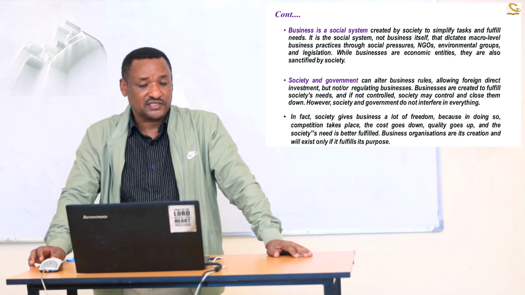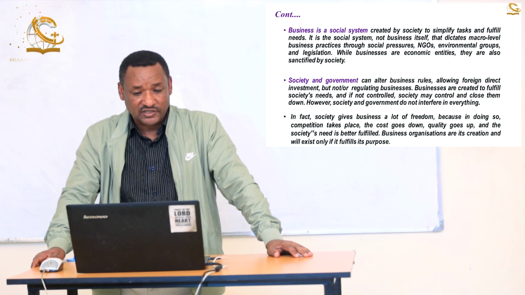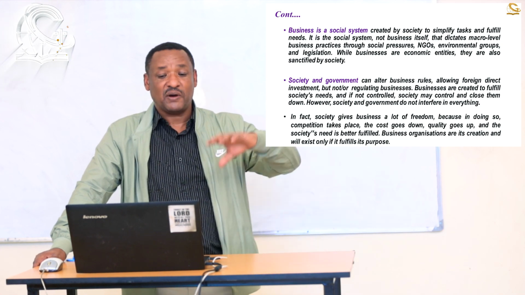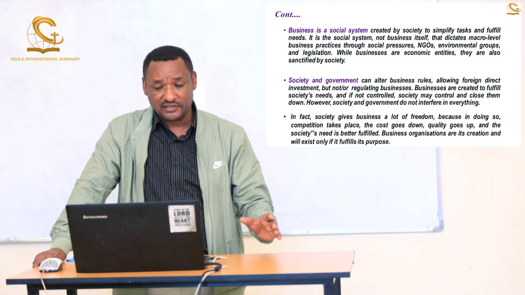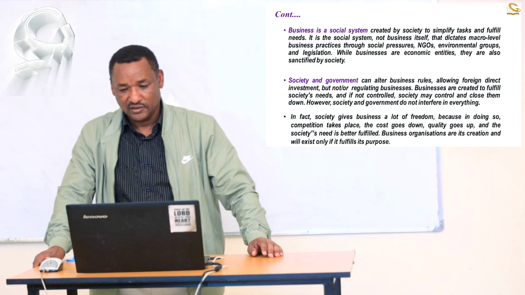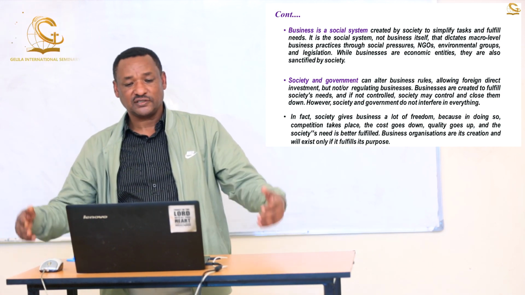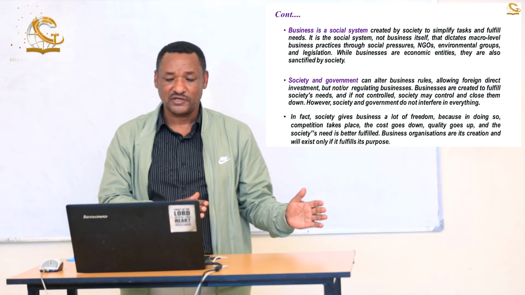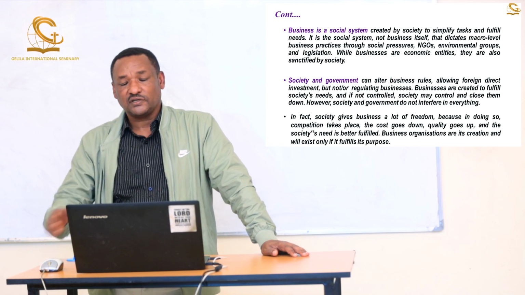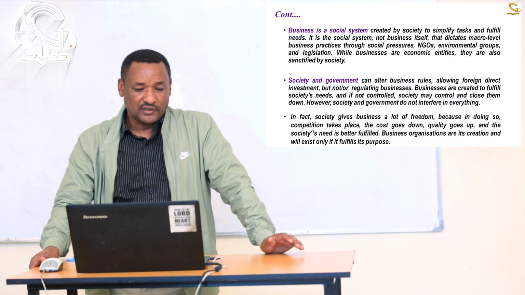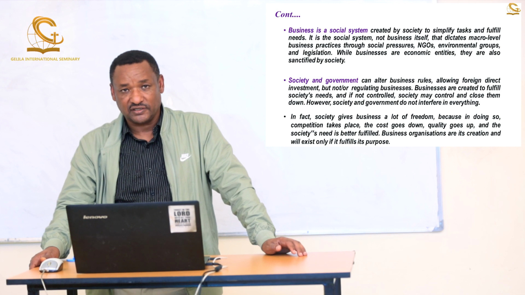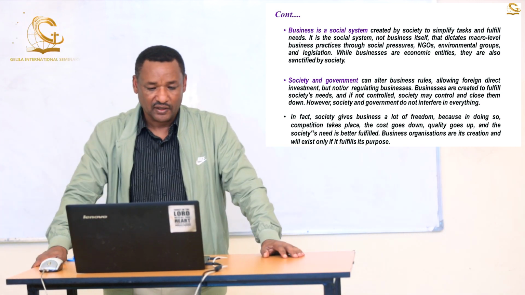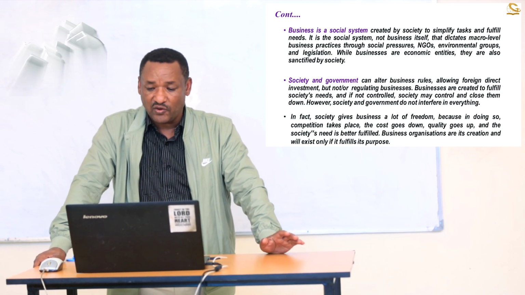It is the social system, not business itself, that dictates micro-level business practices through social pressure. NGOs, environmental groups, and legislation are all part of the social system. While businesses are economic entities, they are also sanctioned by society. Society is an important connection and a common ground for everything: business, NGOs, environmental groups, and micro-level businesses. So in business, the social system is an important element to connect the organization and the society or the community. Society and government can alter business rules, allowing foreign direct investment.